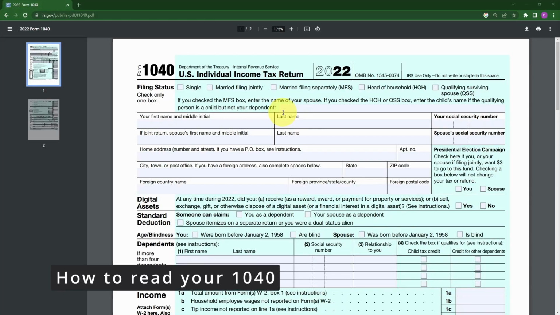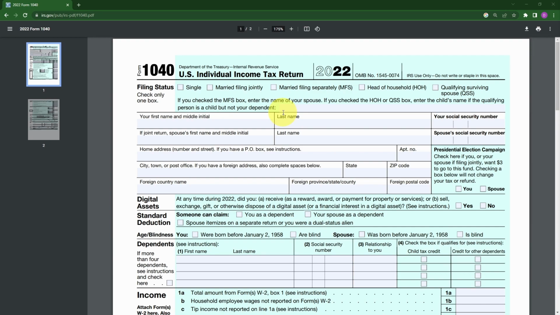If you're not sure what your tax return is telling you, you're not alone. A lot of folks are unsure if they receive the tax credits that they deserve. Here's a brief explainer on how to look at your 1040 and understand the major points.